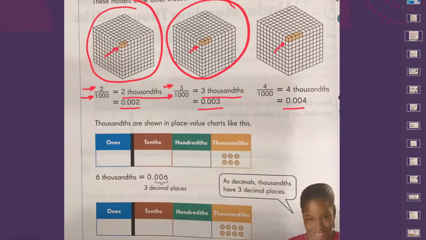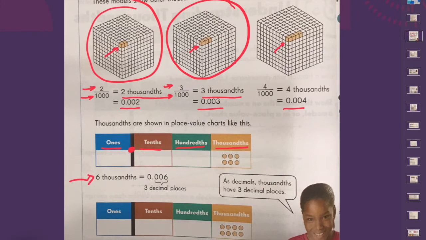0.004. Now, in looking at decimals on a place value chart, if this is ones place, here's our decimal point. The first place value after the decimal point is the tenths, then we have the hundredths, and then we have the thousandths. So you can see as we move to the right of the decimal point, the size gets smaller and smaller and smaller.